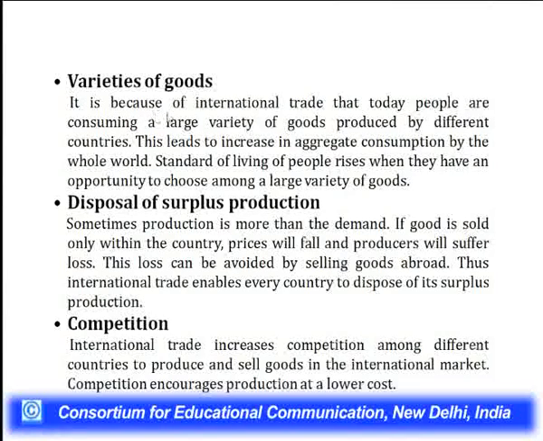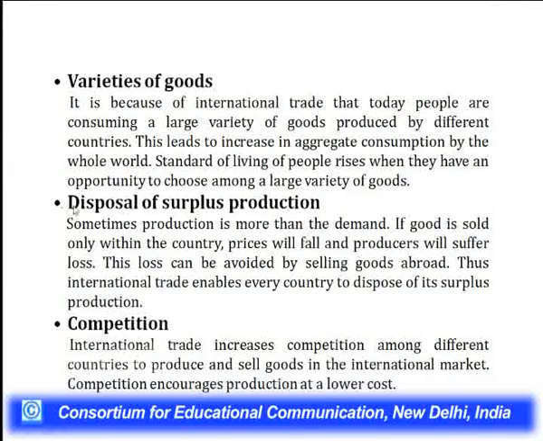It is because of international trade that today people are consuming a large variety of goods produced by different countries. This leads to increase in aggregate consumption by the whole world. Standard of living of people rises when they have an opportunity to choose among a large variety of goods.